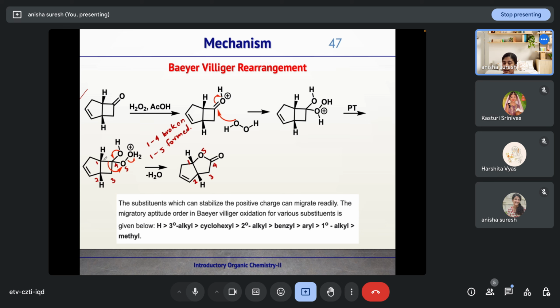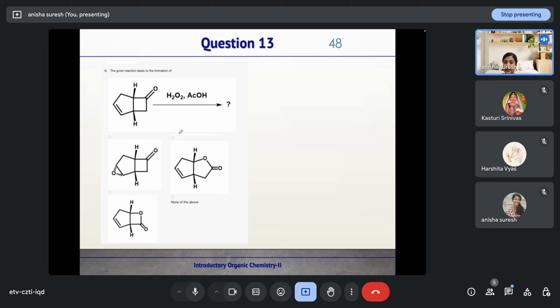Okay. So here, because of that, this group will be migrating at a faster rate compared to this. The 3,4 bond is not getting broken as it is primary alkyl. Here, this 1,4 bond is getting broken as it is a secondary alkyl that will be migrating. So the final product we are getting is option C.